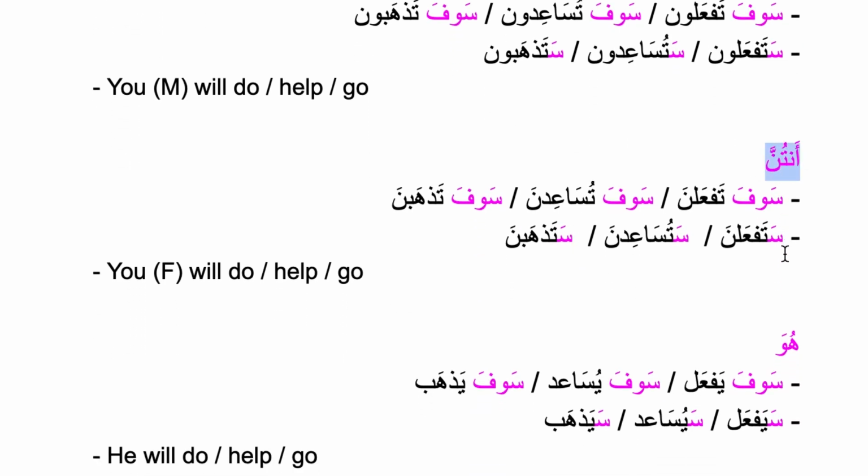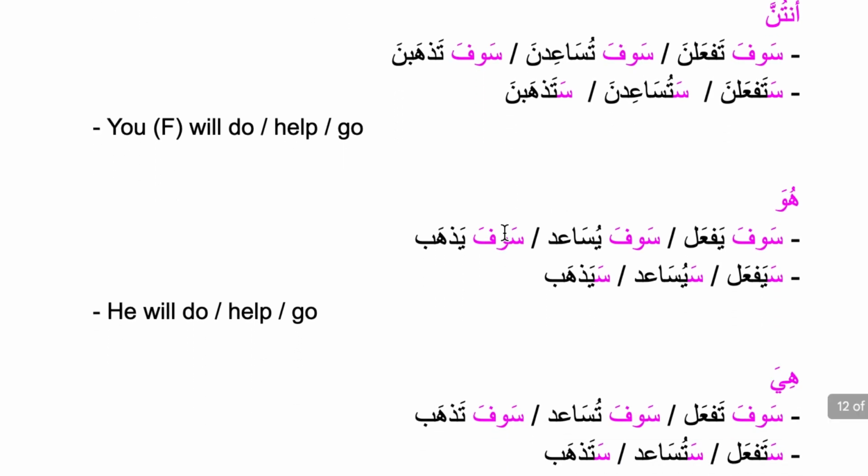Next is أنتن, and it means you, for plural female. سوف تفعلن, you will do. سوف تساعدن, you will help. سوف تذهبن, you will go. The second form, ستفعلن, you will do. ستساعدن, you will help. ستذهبن, you will go.